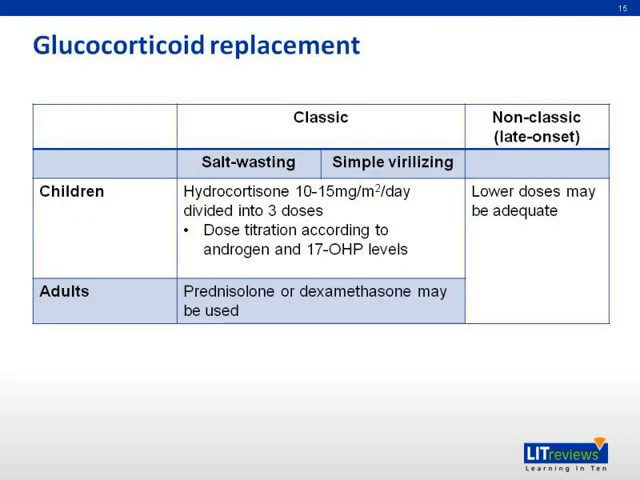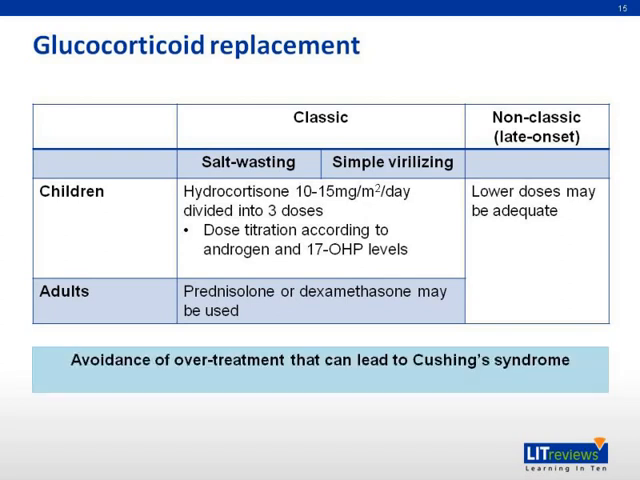Here's just a quick note about glucocorticoid replacement. Hydrocortisone is the glucocorticoid of choice in children. It is short-acting and therefore has less adverse effects on growth and bone maturation. When final height is attained, longer-acting glucocorticoids such as prednisolone or dexamethasone may be used. And the dose of glucocorticoids is titrated according to the 17-hydroxyprogesterone and androgen levels. It is important to note that overtreatment needs to be avoided so as to prevent iatrogenic Cushing syndrome.